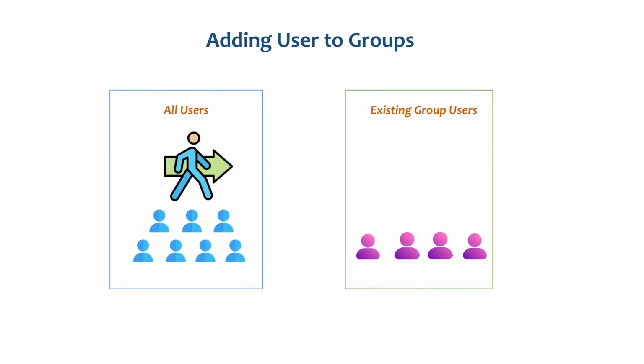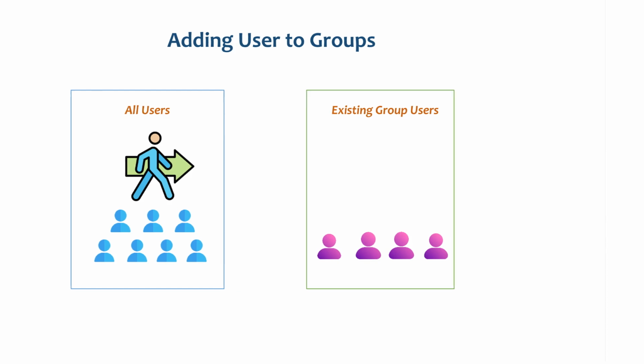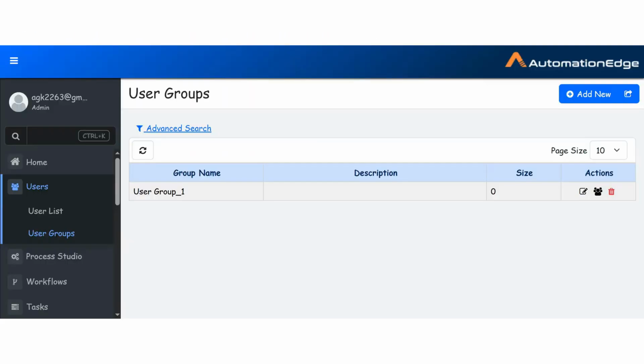Now that we've created our group, let's see how to add users to it. I've logged in to the AutomationEdge server and opened the User Groups section. Here, you can see the list of all existing groups. Let's open the group we just created, and now, I'll add a few users to it.